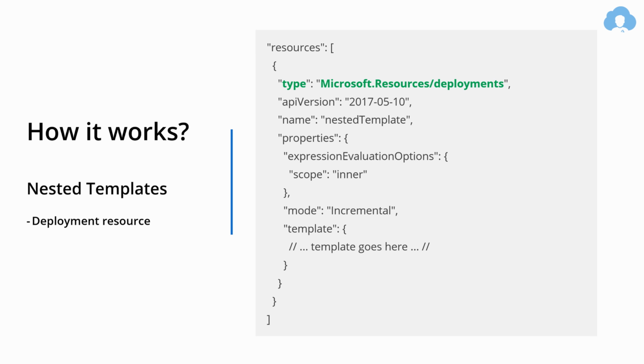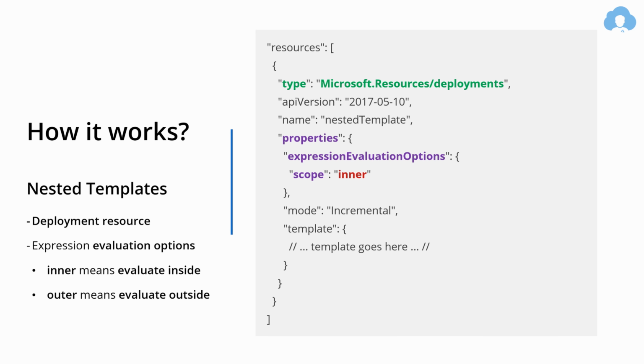You pass the API version like normally, but what is interesting here is the properties section where you have expression evaluation options and a property of scope. This property can take two values, inner and outer. Inner basically indicates that everything within the nested template has its own scope and should be evaluated separately from the main template. If you're using outer, that means evaluate everything within as part of the outer scope. And I'm going to show a few examples of that in a minute.